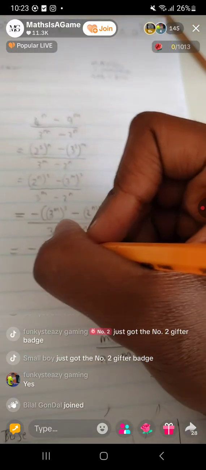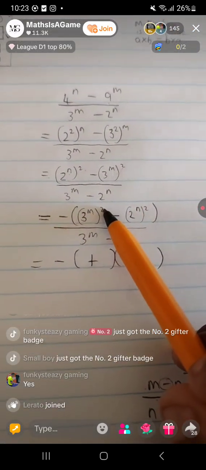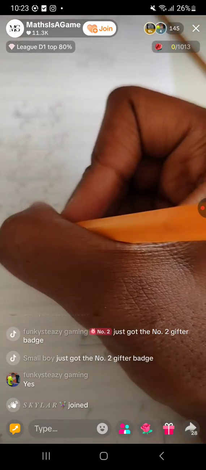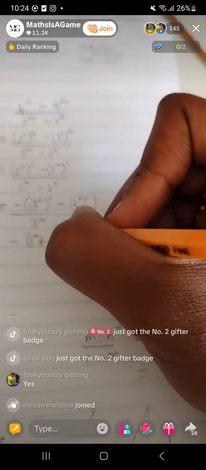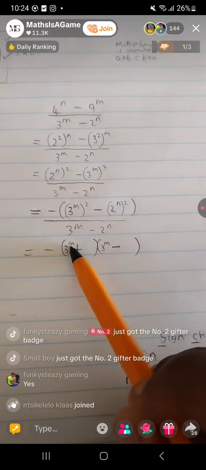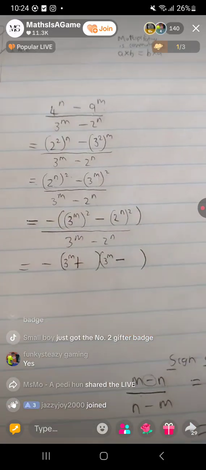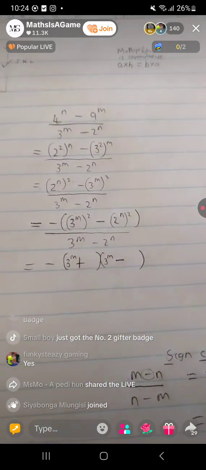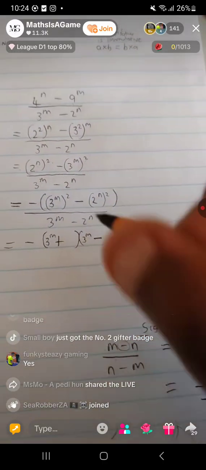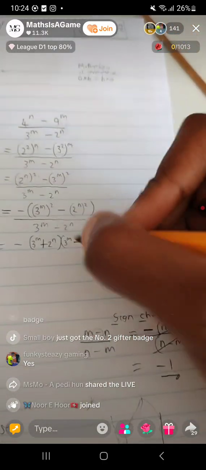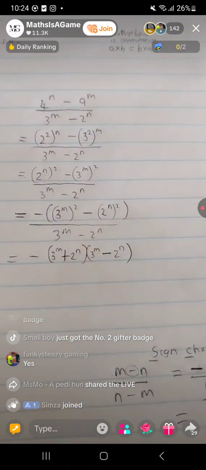Minus, we put a plus and a subtraction sign. 3 to the power m squared, the square root of this gives us 1 3 to the power m here, and another 3 to the power m, because remember the multiplication of 3 to the power m is what is going to give us back 3 to the power m squared, or 3 to the power 2m. Then the 2n squared, 2 to the power n times another 2 to the power n is what is going to give us 2 to the power n squared.